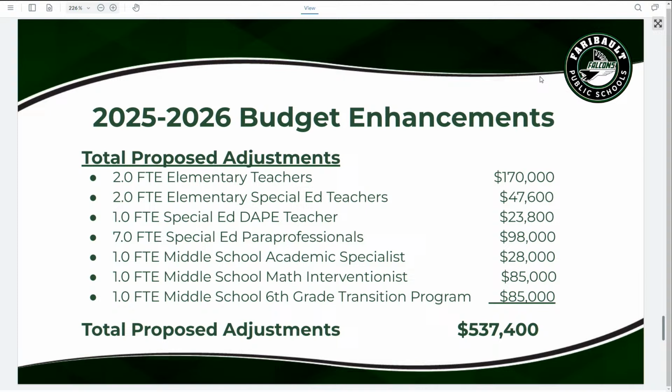And then the last item on there is a middle school 6th grade transition program. And so this program is proposed to look to be within our 6th grade program. So all of our incoming 6th graders will participate in this special course, if you will, to learn how to be a secondary student, to learn how to go from being an elementary student for several years and transitioning into being a secondary student. So we feel like this will be a good program to help our kids transition and be more successful during their 6 through 12 career with us. So that is, again, a total of $537,400.